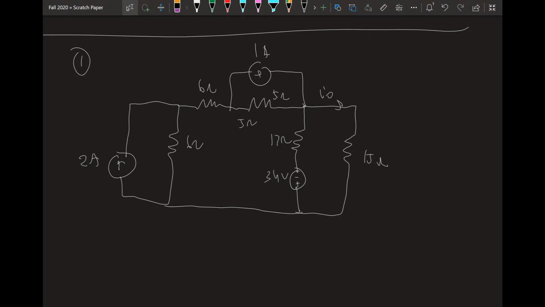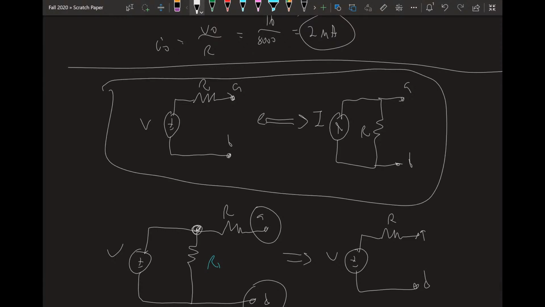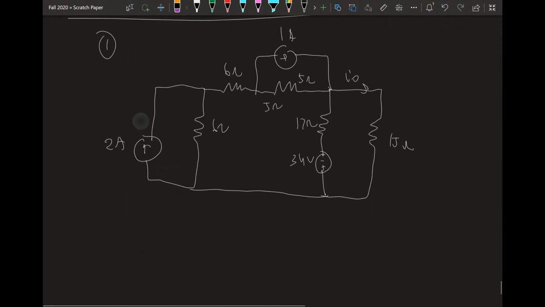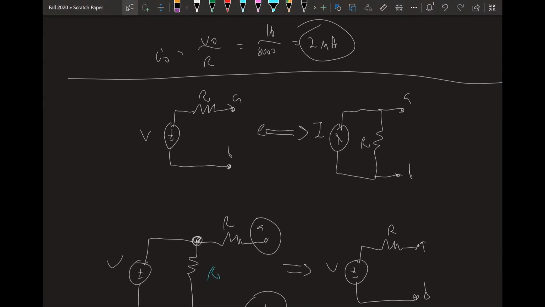The first step to using source transformations is to identify your source transformation pairs. So you want to look for stuff that looks like any one of these two. The resistance on the far right is 15 ohms. It was 15, 17, 5. I wrote 5 ohms twice for some reason, didn't I? Oops. Okay. So we want a voltage source in series with a resistor over the terminals, and we want a current source in parallel with a resistor over the terminals.